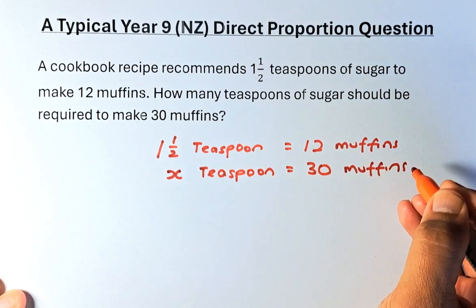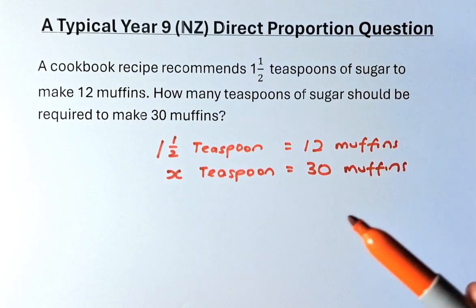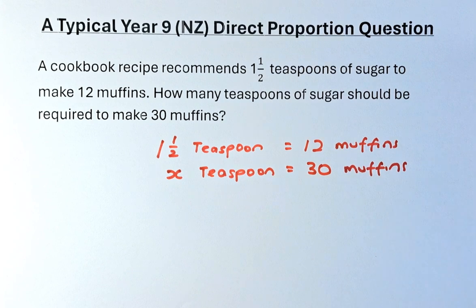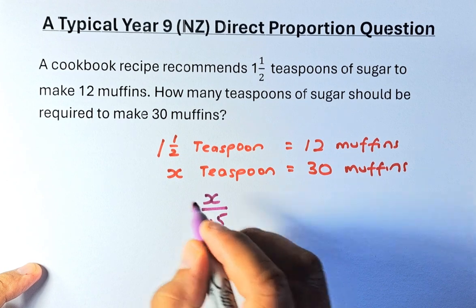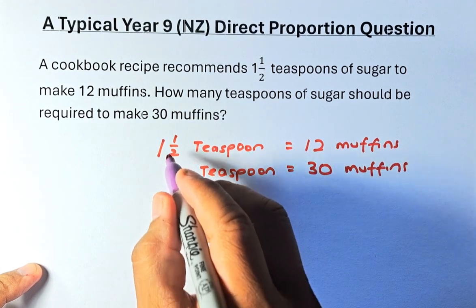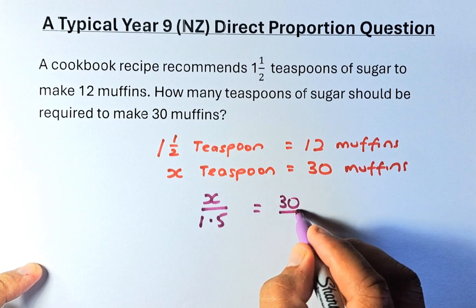Okay, so now it's a direct proportion. So we would expect the x to be more than 1.5, because 12 muffins require 1.5. 30 muffins, which is more, require x teaspoons. So what you do? We are going to do a little bit of algebra. We take x divided by 1.5, which is the same as 30 divided by 12.